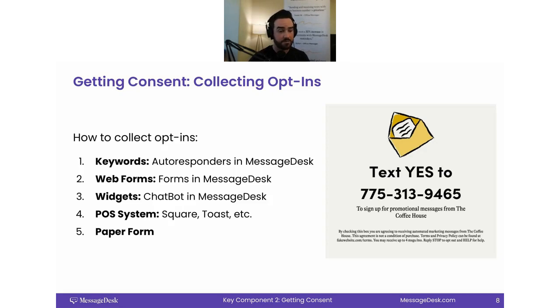So those are called autoresponders in MessageDesk. You can set them up today if you'd like. You can set up a keyword yes, subscribe, opt-in, so on and so forth. And then you can just advertise something that looks like this to your contacts if they want to opt into your messages. There are web forms as well.